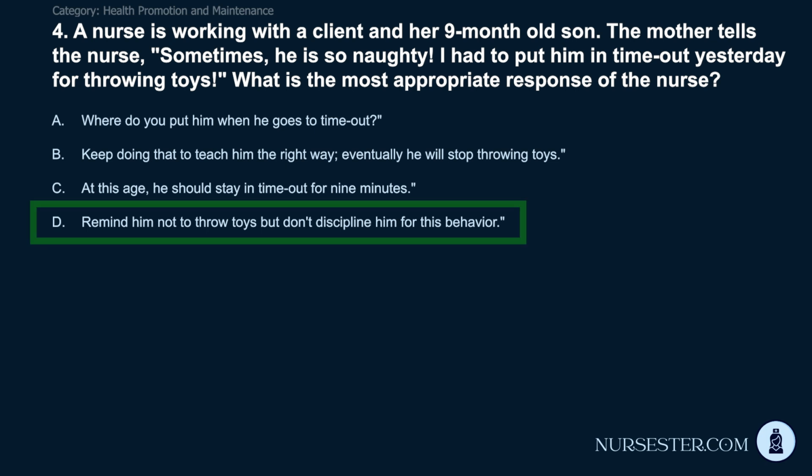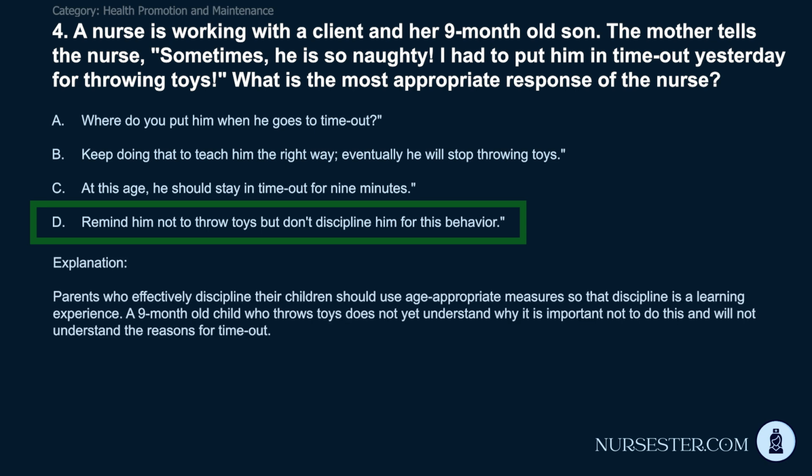Correct answer, D. Remind him not to throw toys but don't discipline him for this behavior. Parents who effectively discipline their children should use age-appropriate measures so that discipline is a learning experience. A 9-month-old child who throws toys does not yet understand why it is important not to do this and will not understand the reasons for timeout.